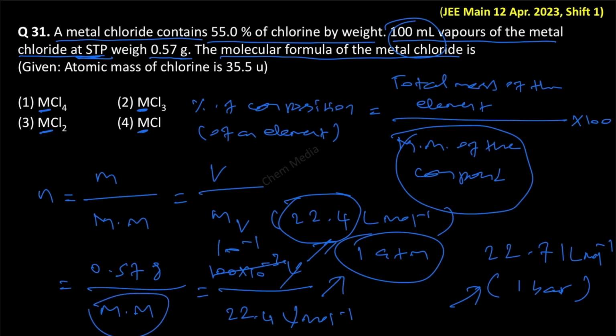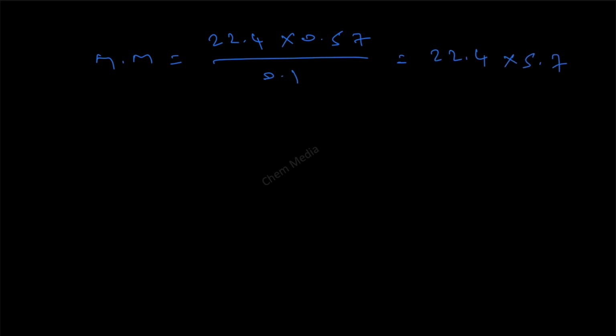So, let us rearrange this equation to find out the molar mass. Therefore, molar mass of the compound is equal to 22.4 times 0.57 divided by 0.1, which we can write as 22.4 times 5.7, because 0.1 means 1 by 10. So, when that comes up, we are multiplying it with 10.